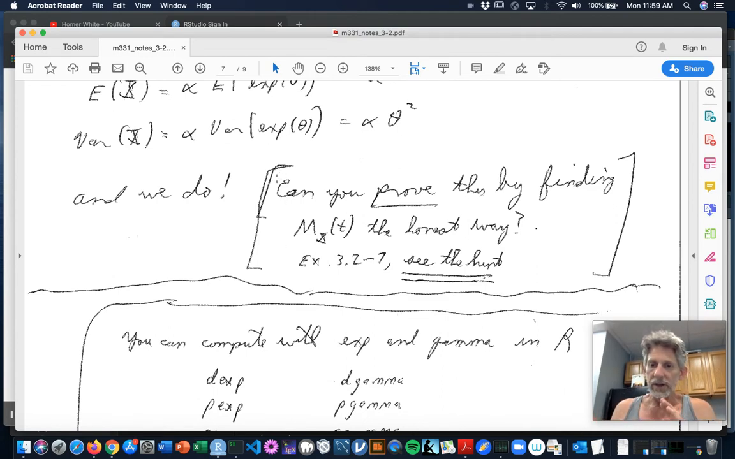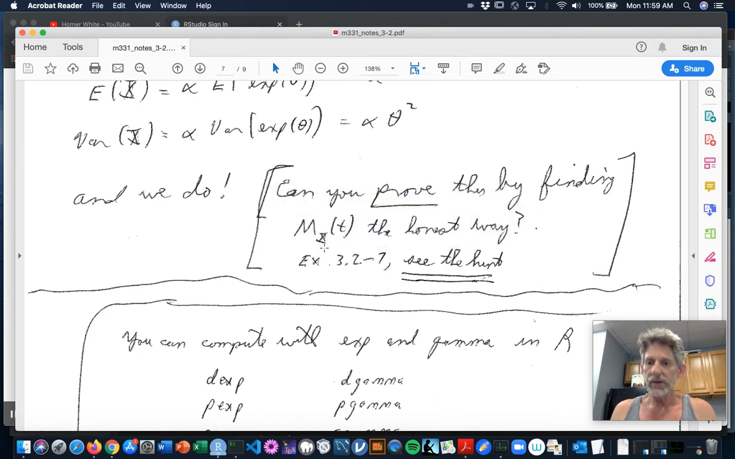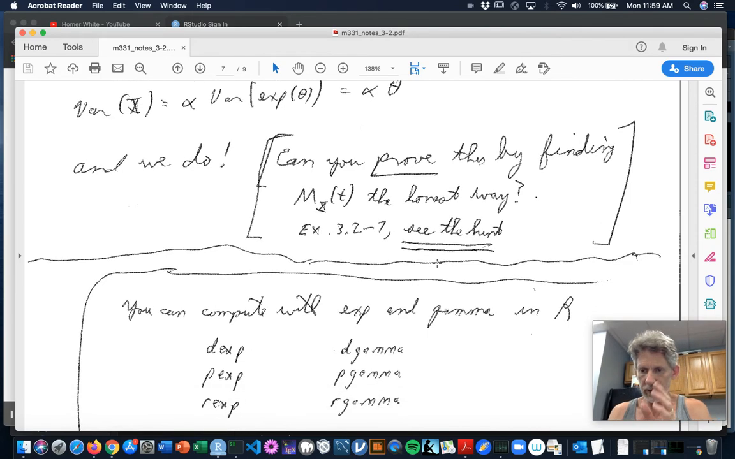The way you can see it is to find the moment generating function and then use the moment generating function technique to get the mean and the variance. It's actually an exercise, number 7 in the book, to derive the moment generating function for a gamma. So I suggest that you give that a try on your own. Do see the hint that they give in that exercise about dealing with the calculus involved.